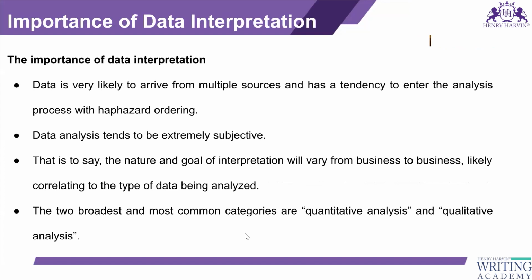Data is very likely to arrive from multiple sources and has a tendency to enter the analysis process with haphazard ordering. Data analysis tends to be extremely subjective. That is to say, the nature and goal of interpretation will vary from business to business, likely correlating to the type of data being analyzed. The two broadest and most common categories are quantitative analysis and qualitative analysis.